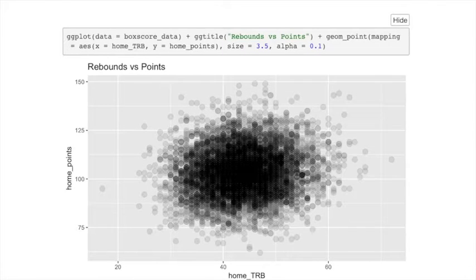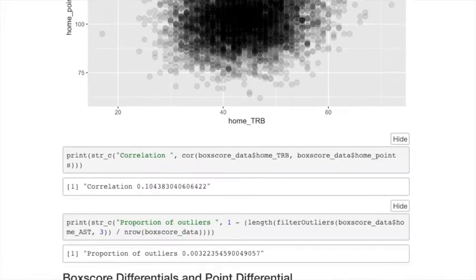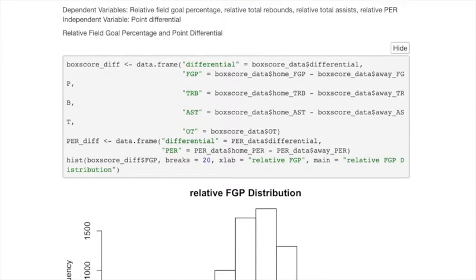And this is probably because rebounds is more indicative of the amount of possession you have, but even if you get more rebounds and you have more possession, it doesn't mean necessarily that you're shooting the ball well. So it's not really telling of how many points you're going to score. So now I repeated that same process again, but with box score differentials and point differentials.